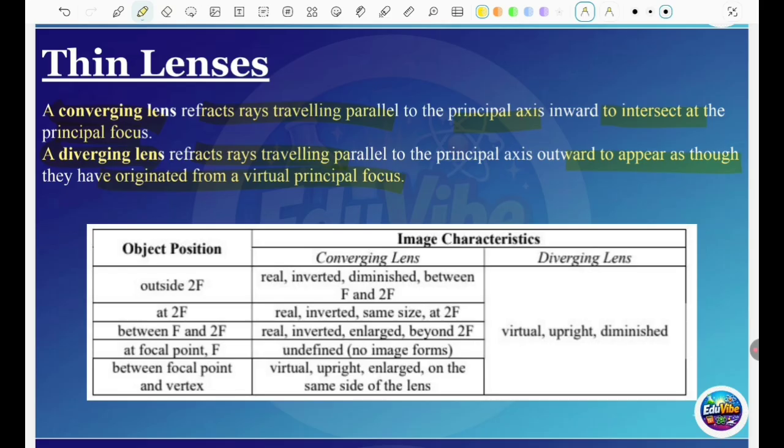We have the special case again in convergent lenses, which is the virtual, upright and large image we get when we are between the focal point and the vertex. In a divergent lens we always get a virtual, upright and diminished image. So again, the ray diagrams are not very important. They do not directly ask you to draw. You have to draw for your convenience.